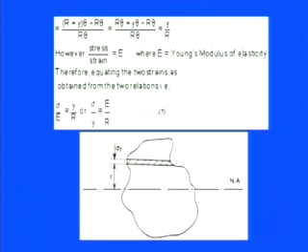Or we can say that this bending stress sigma is nothing but equal to y by r into E, where E is the Young's modulus of elasticity and r is the radius of curvature, multiplied by y. So, as y increases, definitely you have more bending stresses.